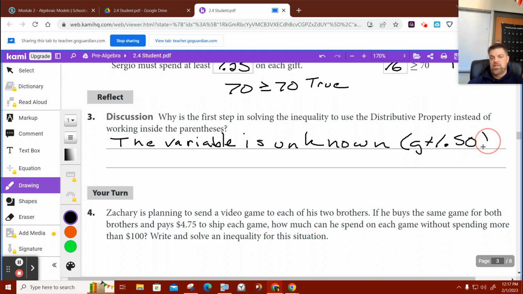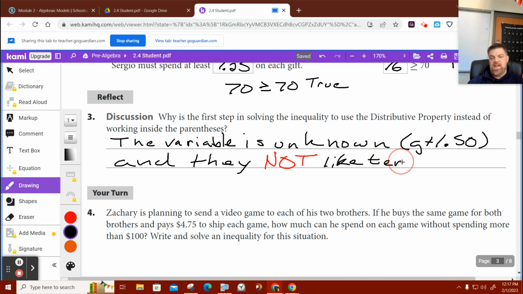The g is unknown, and they are, I'm going to put this in a different color, not like terms. In other words, I can't add that g to 1.50 if I wanted to. So I have to distribute. Then when I distribute, I can isolate the g, solve for g, and that moves the g out of the parentheses.